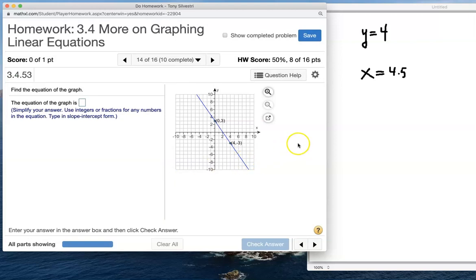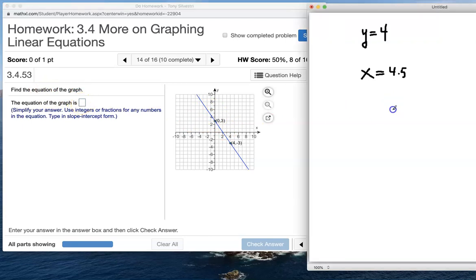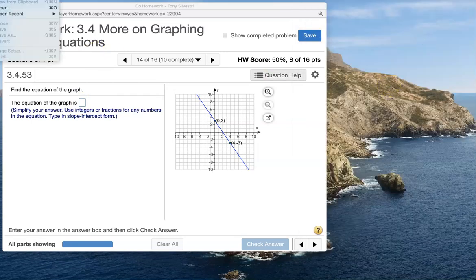Okay, so what I think I'm going to do is I'll do this one problem, then I'm going to stop the video and come up with a second video to finish up the rest of these problems, because it might be too long a video. So let's do what we have here. Find the equation of the graph. Let's start off with a new sheet of paper. File, new.